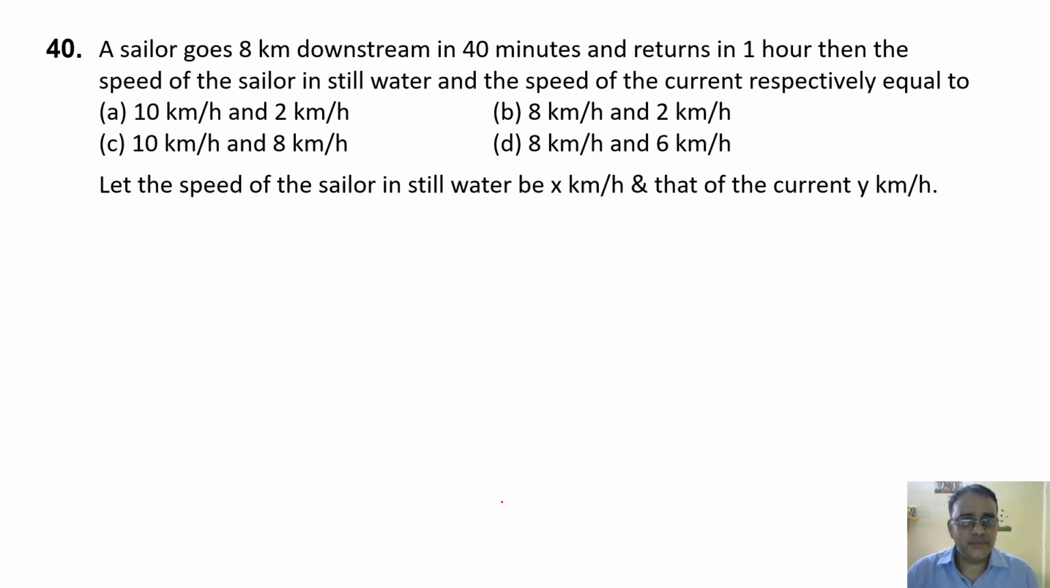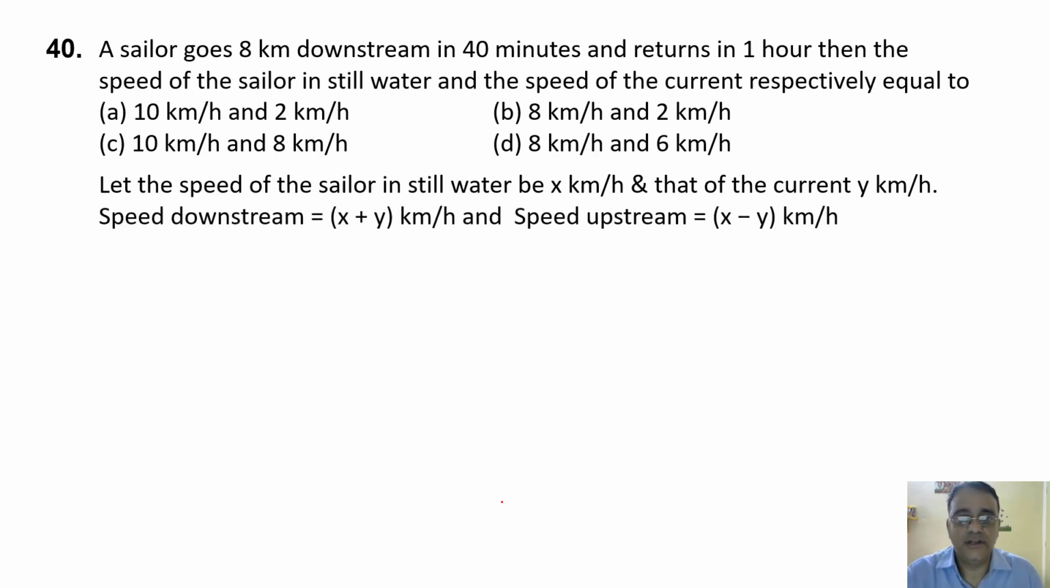Okay, so what is the speed in downstream? X plus y. Very good. In upstream? X minus y. Right. Okay, fine. Very good. Downstream, see, the distance is given 8 kilometer. Okay, and the time is given 40 minutes. Right, and we know that distance is equals to speed into time. Correct. And distance is given 8 kilometer.